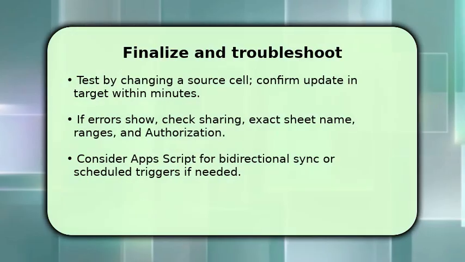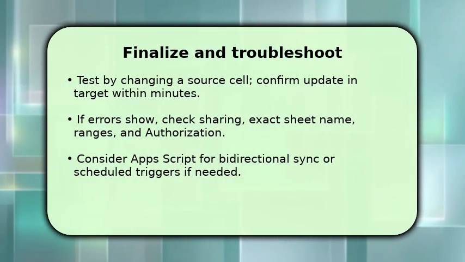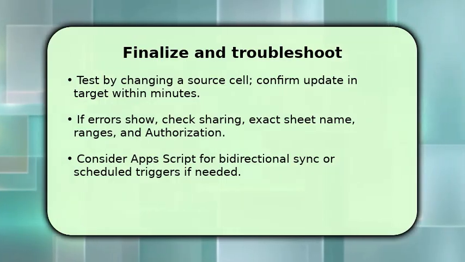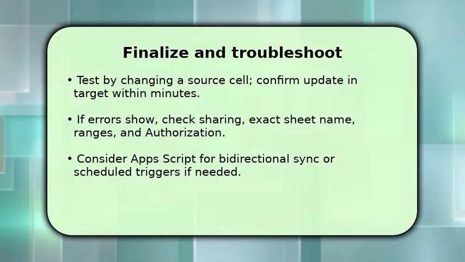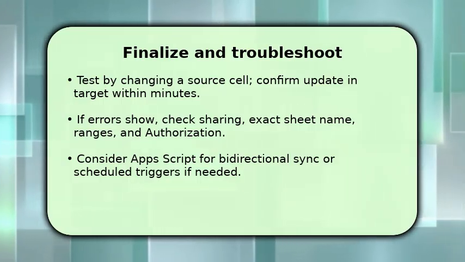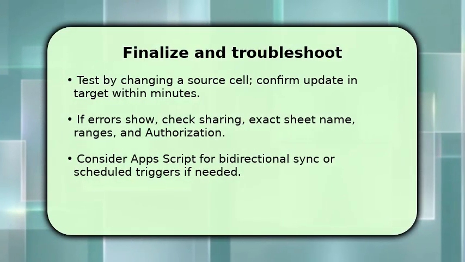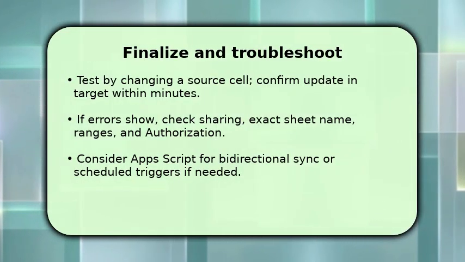If it doesn't, make sure both files are shared correctly, the sheet name in the range matches exactly, and you clicked Allow Access. Once done, lock headers and protect ranges to avoid accidental edits in the target. If you need two-way syncing or automation beyond IMPORTRANGE, consider a simple Apps Script trigger. This solves conflict.